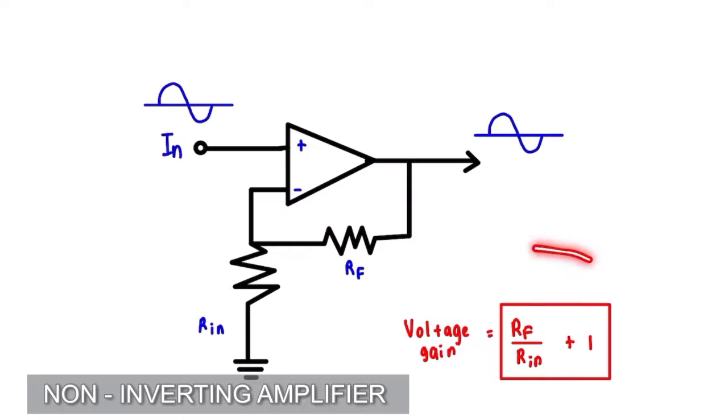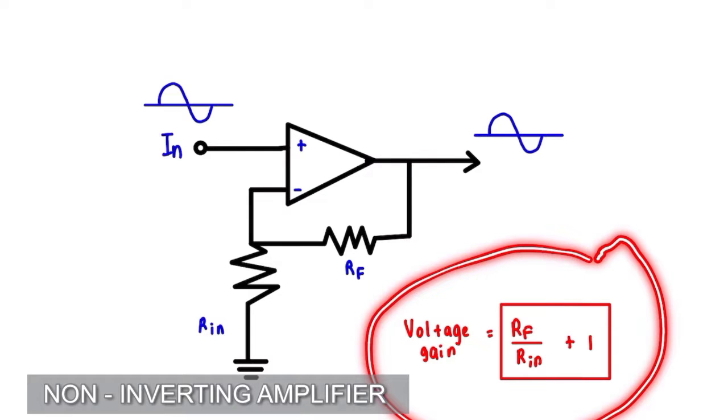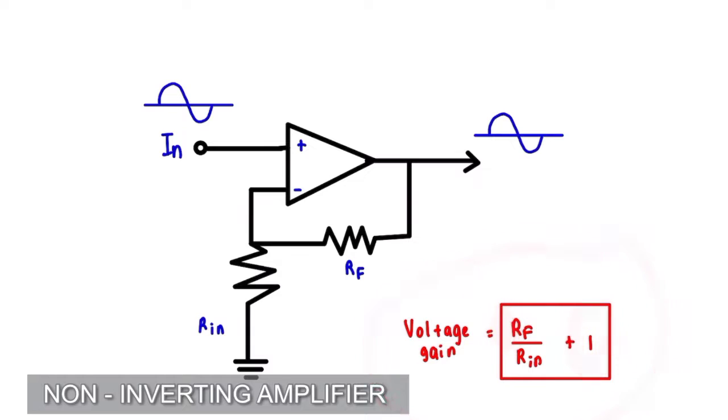To calculate the closed loop voltage gain for the non-inverting amplifier, it is the same equation as the inverting amplifier, but there is no negative here and there is also the addition of 1.